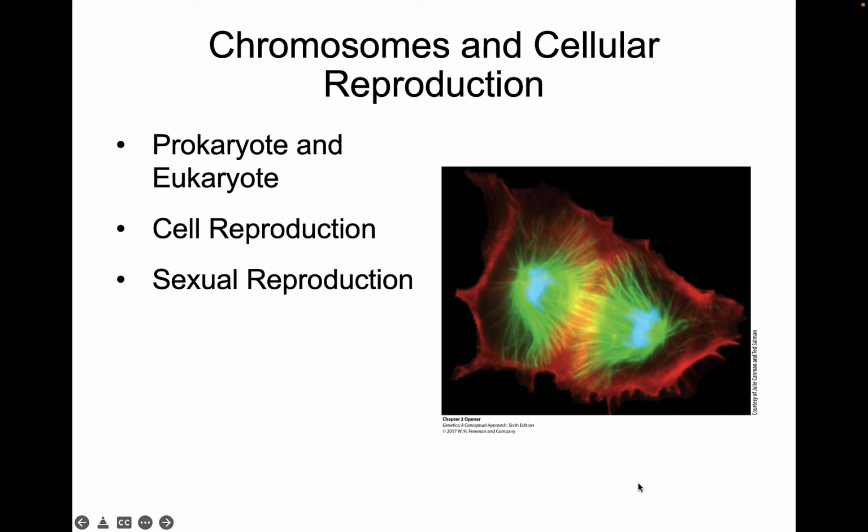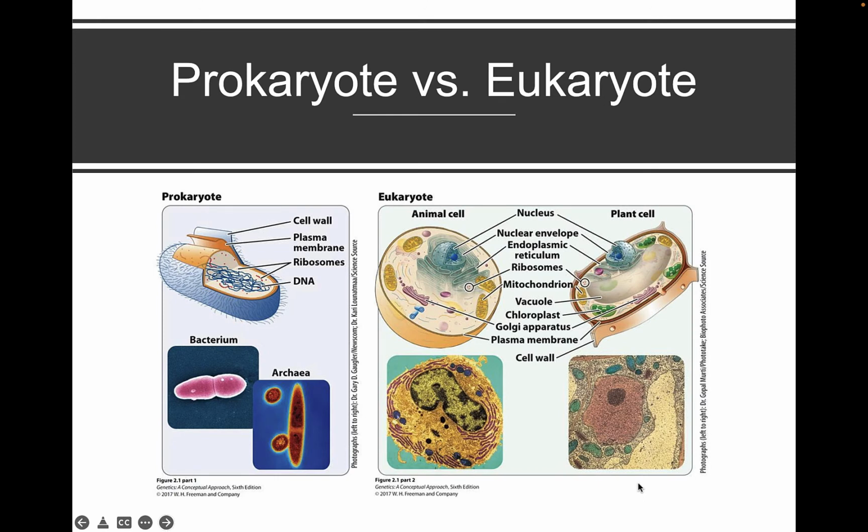One, and that is your understanding of the difference between a prokaryotic cell and a eukaryotic cell, which would then further help you understand the difference between cell reproduction and sexual reproduction. So we're going to go into these concepts. So specifically, a prokaryotic cell, okay?